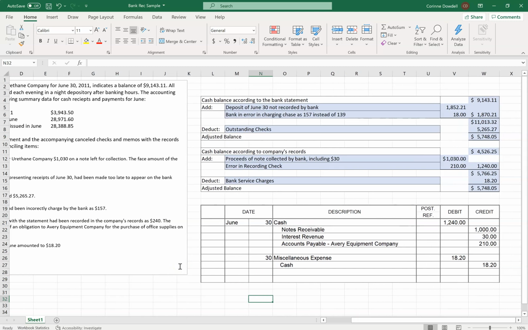The other thing you might see on a bank rec is what's called an NSF. That's a non-sufficient fund check. That means somebody wrote you a check and they did not have enough money in their account to cash it. So we actually did not get the money. We thought we did, but we didn't get the money. So if you see an NSF, that's going to be going down on the company records part of the bank rec.